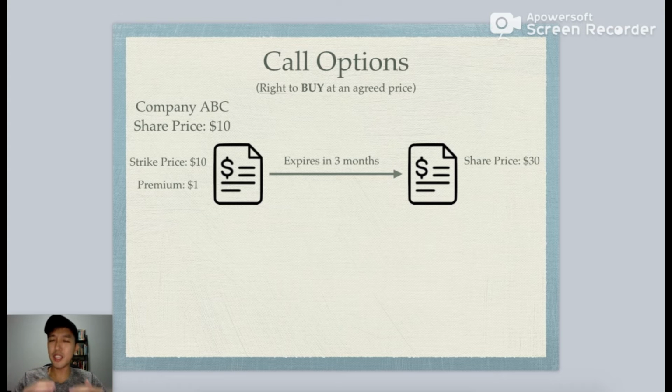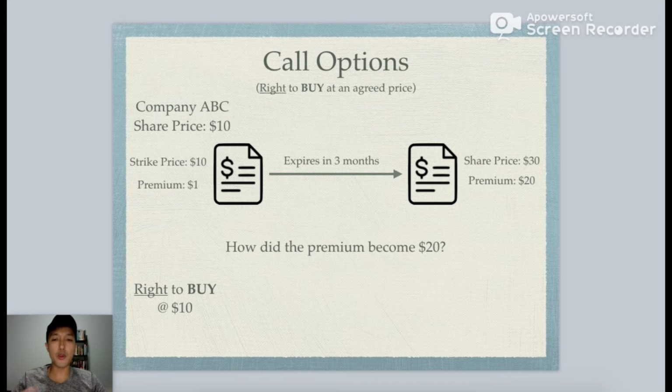How much do you think is the worth of this contract at the end of expiry? I'll give you a couple of seconds, think about it. What do you think is the value of this contract? Actually, it's $20. Do you get it? If not, you might be thinking, how is the premium $20? Very simple, let me run through it with you.